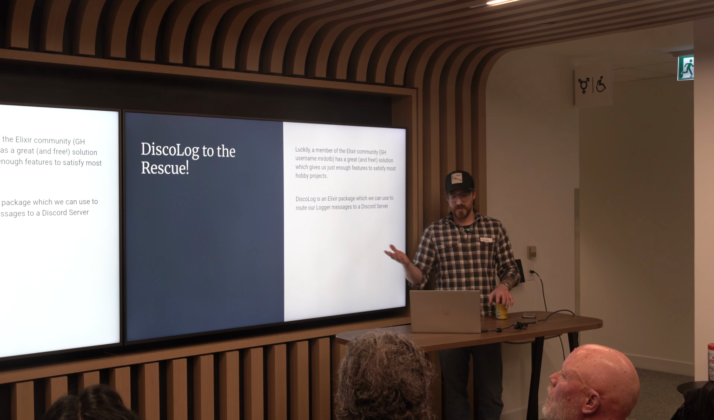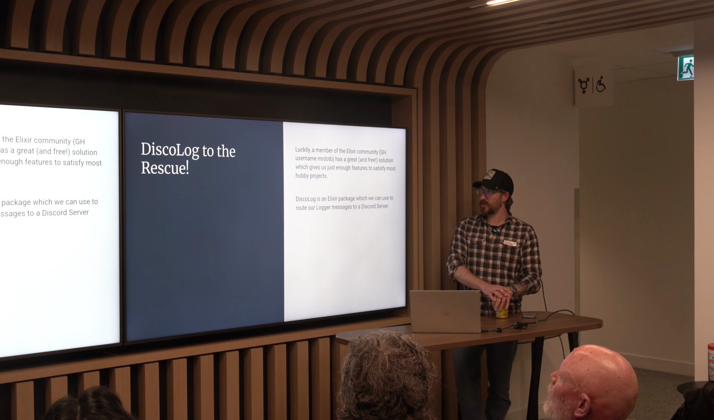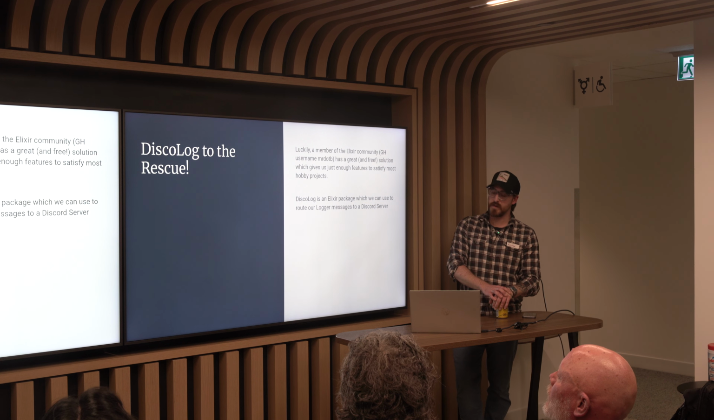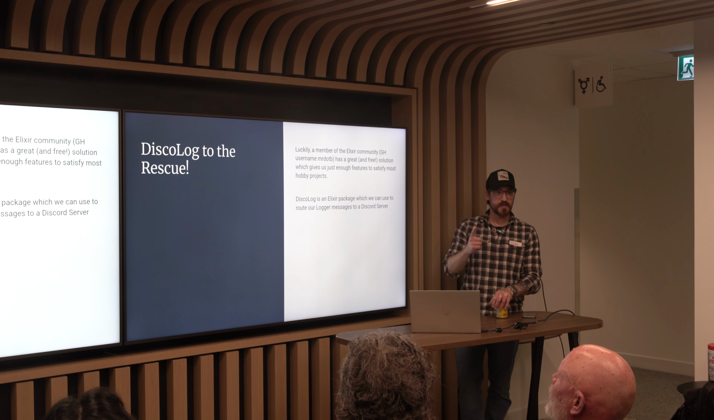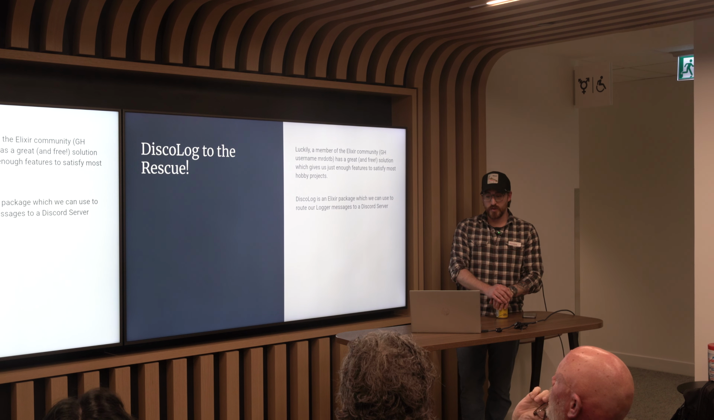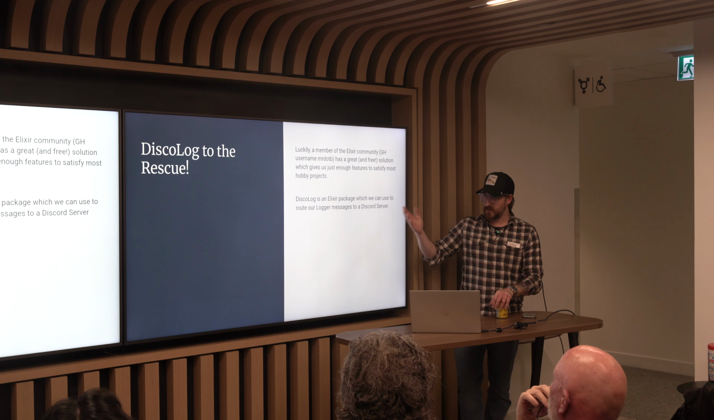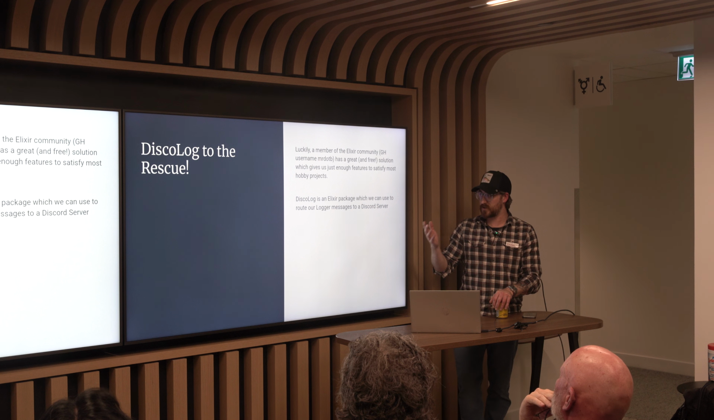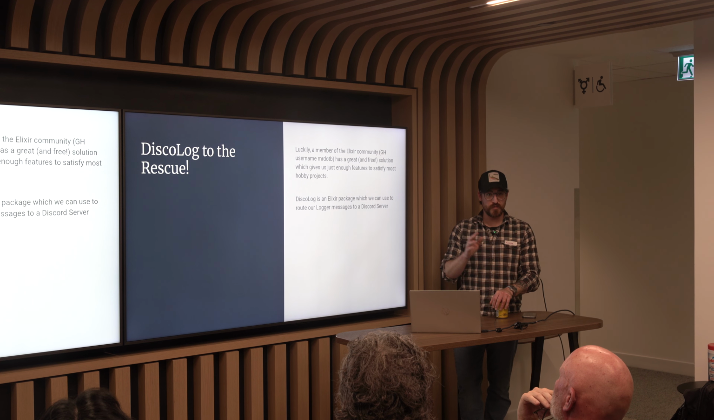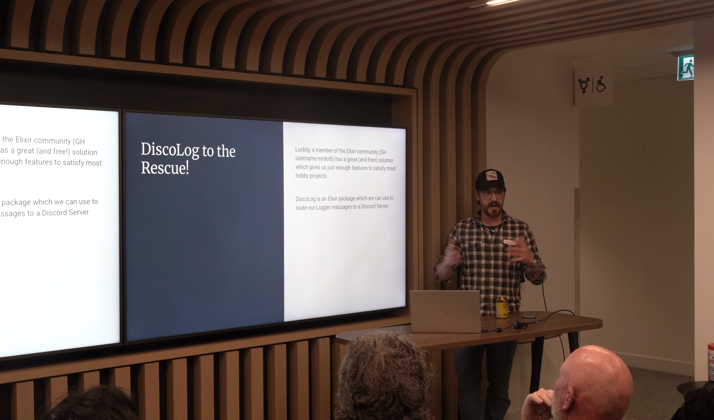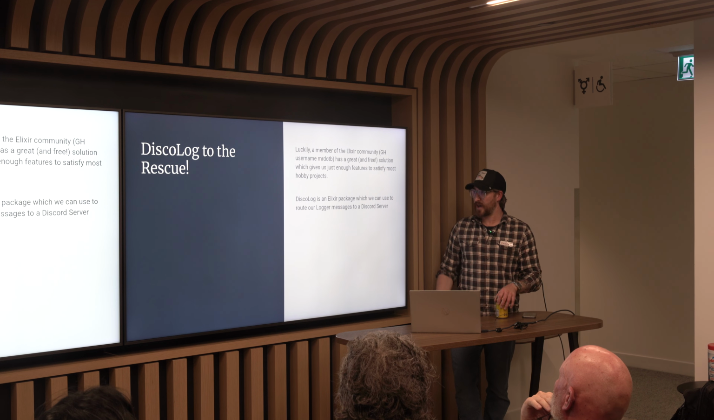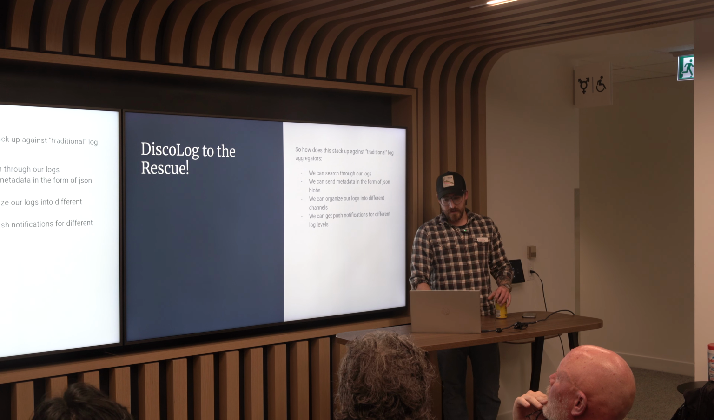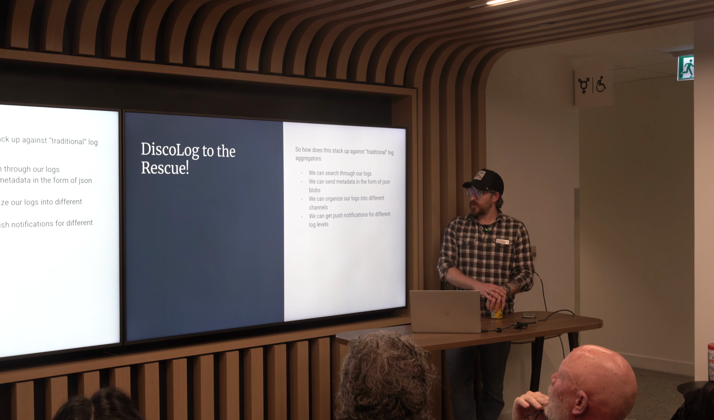So this is where DiscoLog comes in. A member of the Elixir community, his GitHub handle is Mr.B, has a great and most importantly free solution, which lets us use Discord as our log aggregator. So DiscoLog, like every other Elixir package, is just a package we can use, and we route our logger messages to a Discord server. The setup is super easy. It takes quite literally 3 minutes, and you've got basically 95% of the functionality of an actual log aggregator on your phone. So how does it stack up against traditional log aggregators?